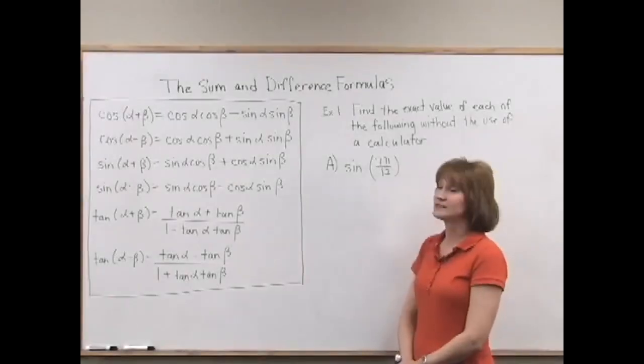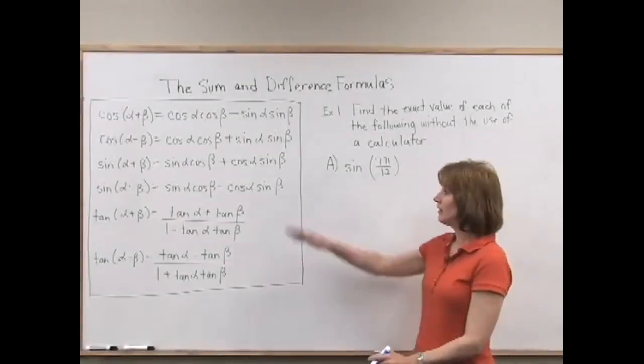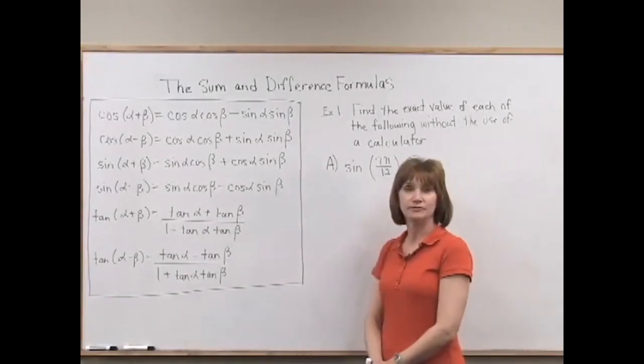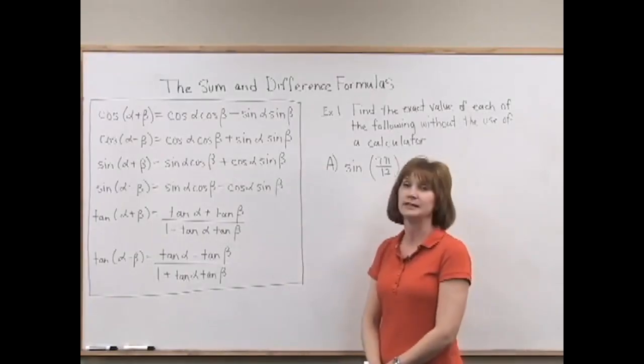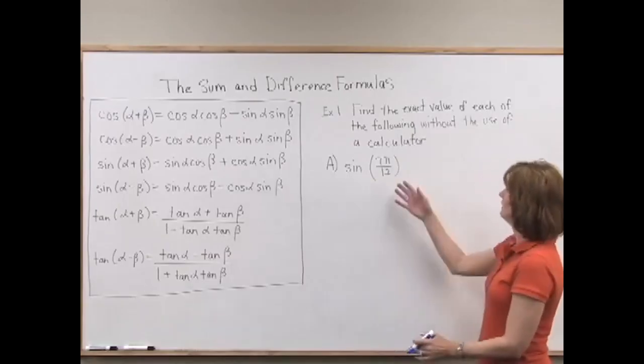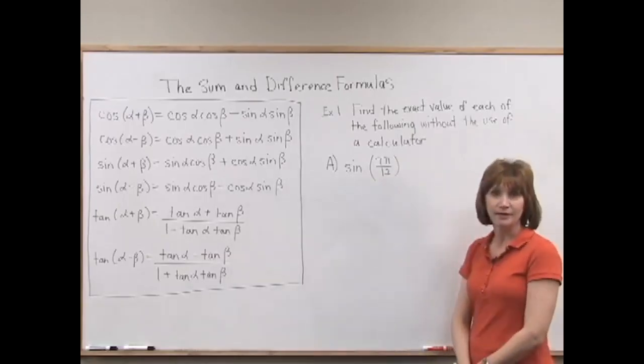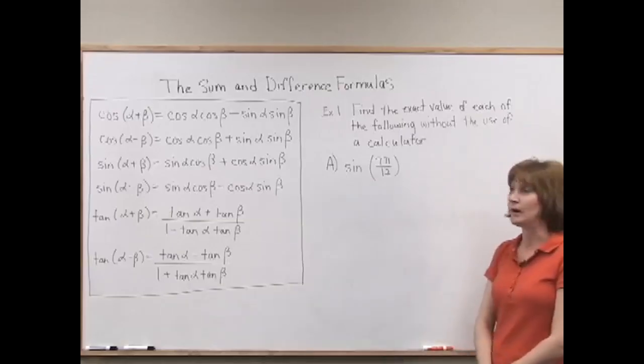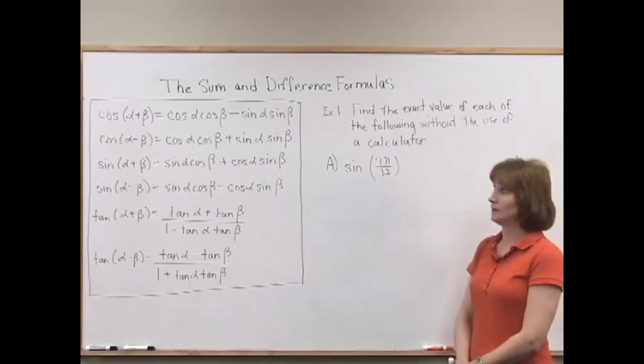Let's take a look at the sum and difference formulas. Here I've listed on the board the sum and difference formulas for cosine, sine, and tangent. Let's see how we can use these sum and difference formulas to find exact values. In this example, I want to find the exact value of the sine of 7 pi over 12, and I'm going to use a sum formula.